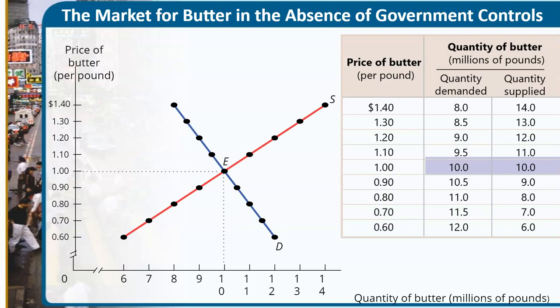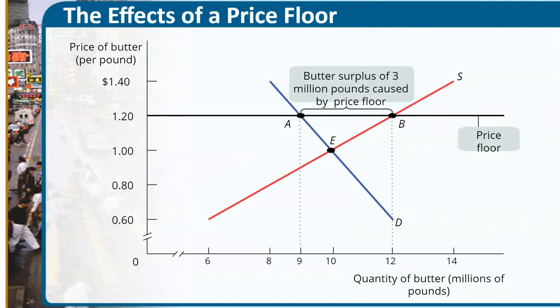So the example that the text uses here is butter. In the absence of government controls, we can see butter is sold at $1 a pound, and we have 10 million pounds that are demanded and 10 million pounds that are supplied at this particular price point in a free market. But with a price control, with a price floor, remember the floor needs to be above equilibrium in order to be effective. The ceiling would be below.